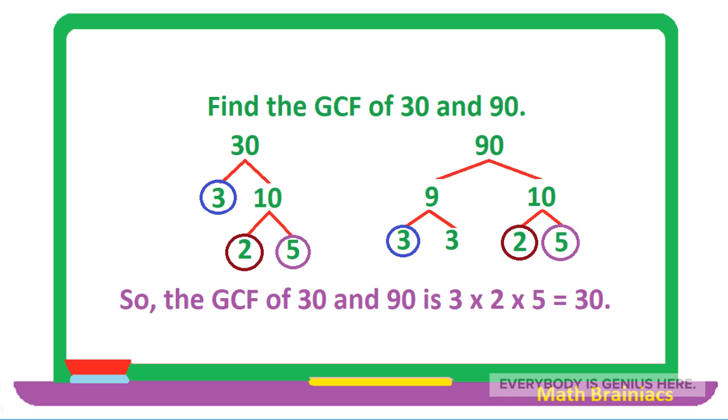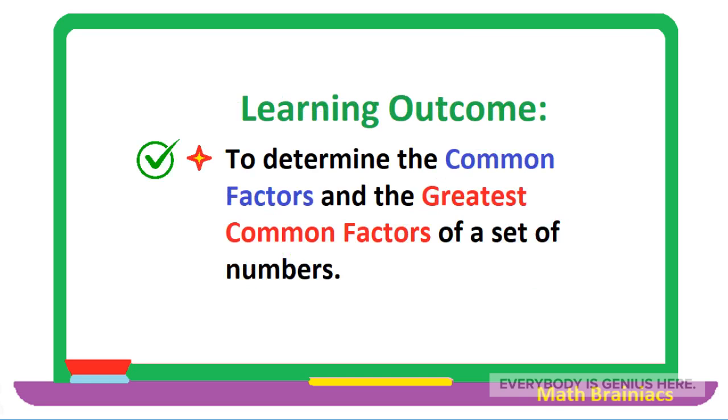So, the GCF of 30 and 90 is 3 times 2 times 5, which are common, and this will result in 30. Accordingly, the GCF of 30 and 90 is 30. In this regard, we have met our goal for today's lesson. We have learned how to determine the common factors and the greatest common factors of a set of numbers.